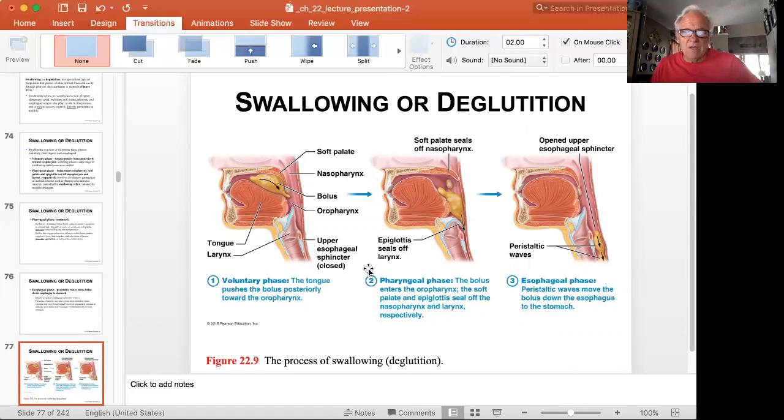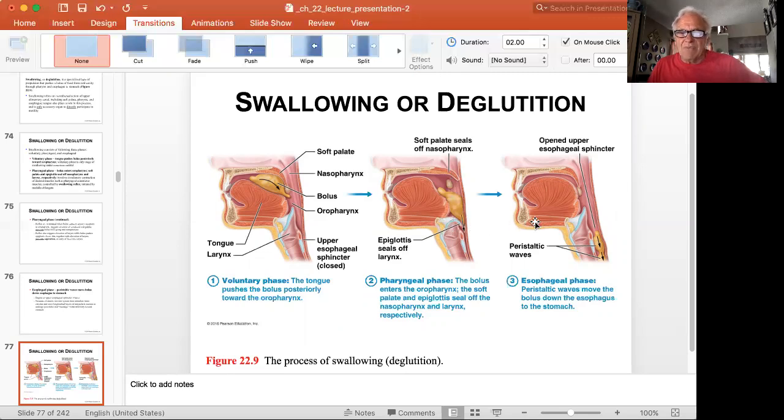Now, here in the pharyngeal phase, because it's back in the pharynx, the soft palate seals off the nasal pharynx right here. You don't want food coming up into the respiratory area. The epiglottis here seals off the larynx, which is the opening to the trachea. You don't want food going down into the trachea or windpipe. And everything is sealed here. The soft palate seals off the nasal pharynx. The epiglottis seals off the larynx.